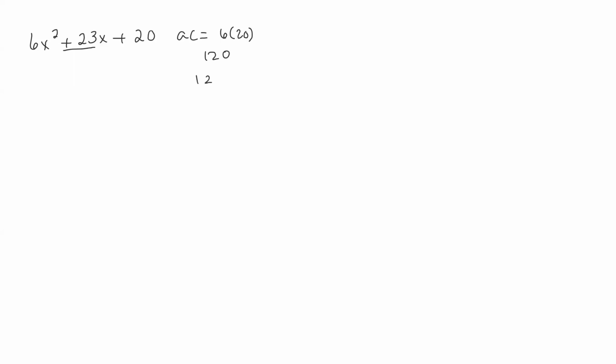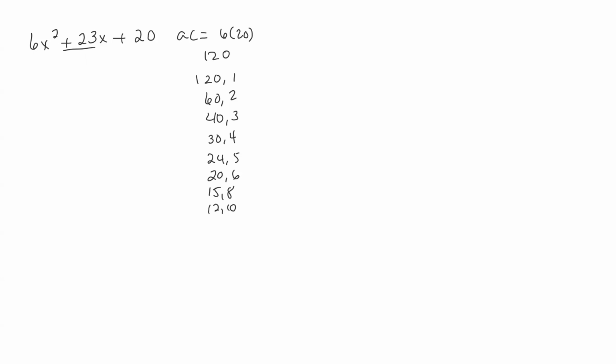So we could have 120 and 1. We could have 60 and 2. We could have 40 and 3. We could have 30 and 4. Let's see, we could have 24 and 5. We could have 20 and 6. Let's see. 120 is not divisible by 7. It's divisible by 8. So we could have 15 and 8. Let's see. 120 is not divisible by 9. It is divisible by 10. And it's not divisible by 11.